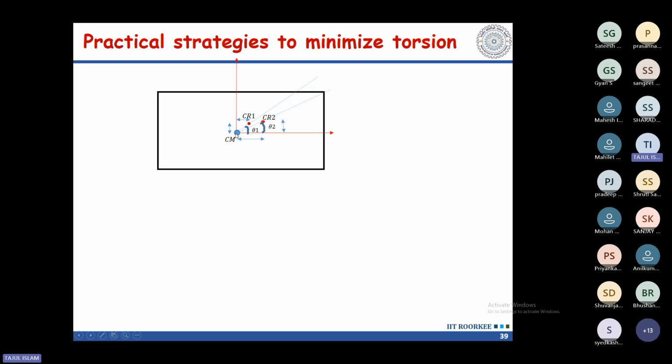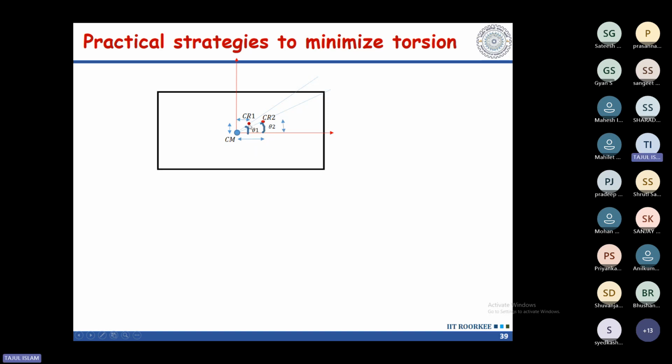But when you find out the rotation, you see the rotation in the second structure, meaning the improved structure, is less compared to the original structure. So as your torsional moment will be a function of the torsional rotation, not the individual eccentricity parameters, that's why you have to look for the rotation, not the eccentricity parameters.